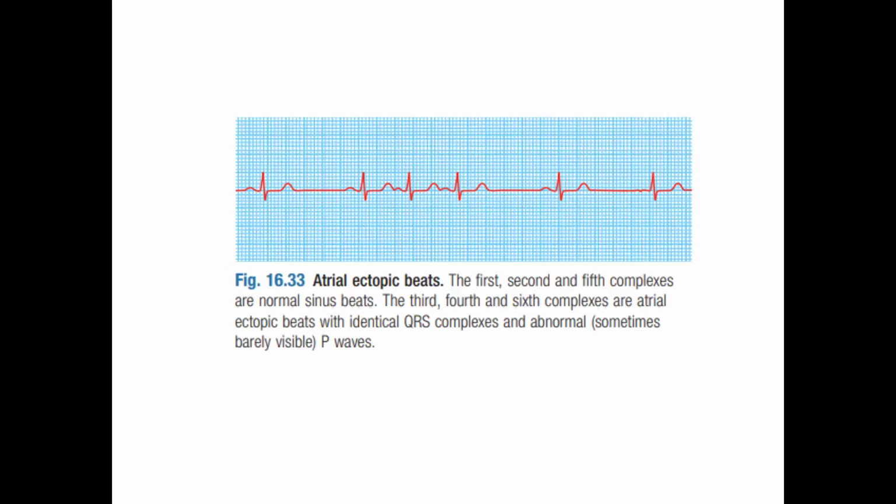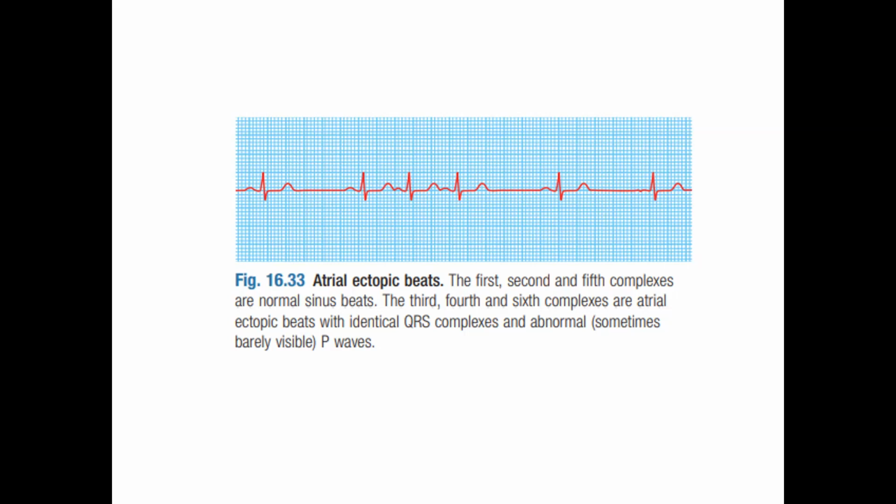So we were discussing the diseases of the sinoatrial node which lead to arrhythmia. Now we have come to the atrial musculature, the pathology of the atrial musculature which leads to arrhythmia. So first is atrial ectopic beats.